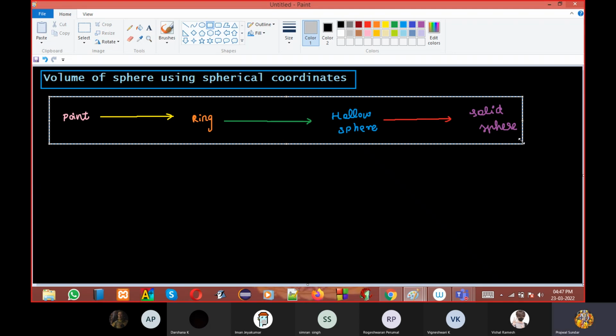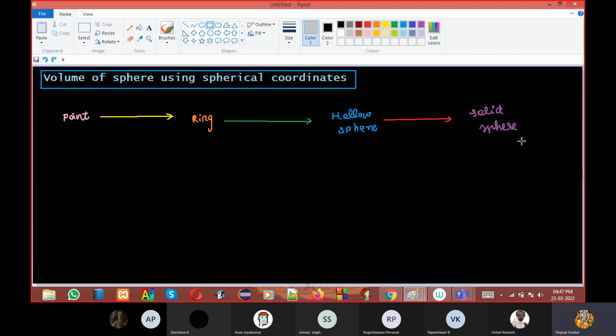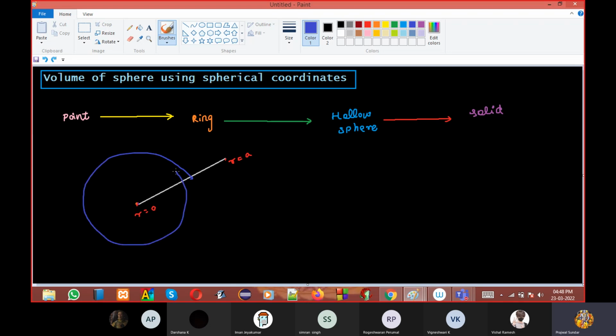From point, we'll go to ring. From ring, we'll go to hollow sphere. From hollow sphere, we'll go to solid sphere. That's what we are going to do now. Look at this carefully. This is the system, just write this. I'm starting from r equal to 0 and traveling to r equal to a. Suppose I'm somewhere here, I'll draw a hollow sphere like this. I'm here, I'll draw a hollow sphere like this. So when I'm traveling from 0 to a, I am joining all the hollow spheres to form a solid sphere.